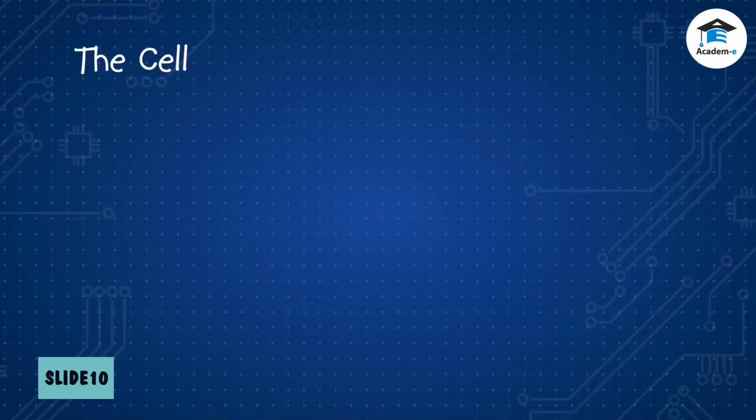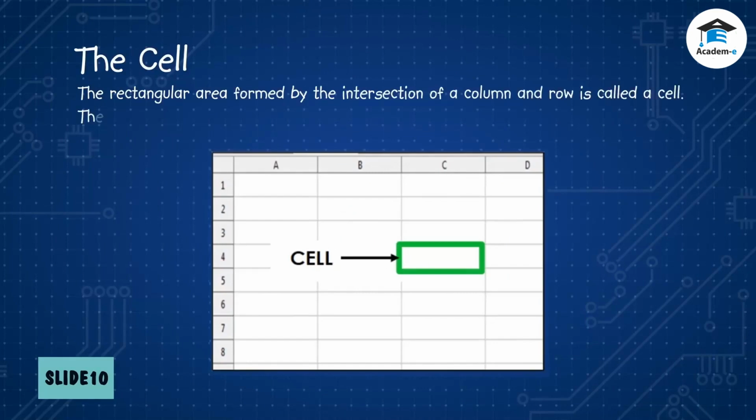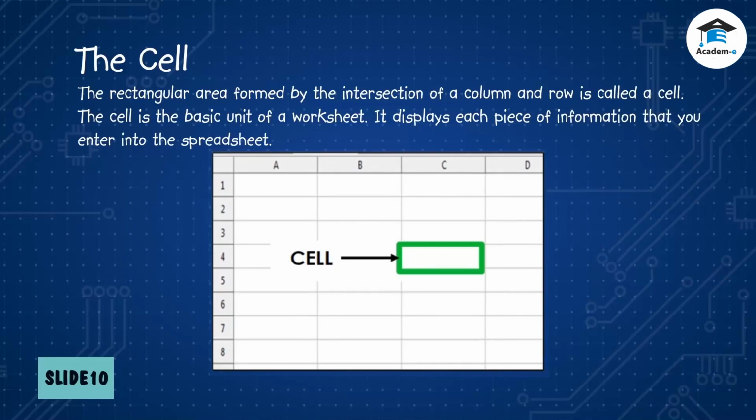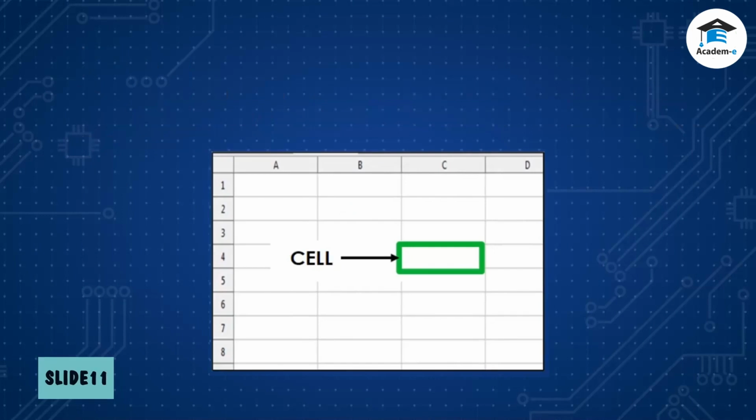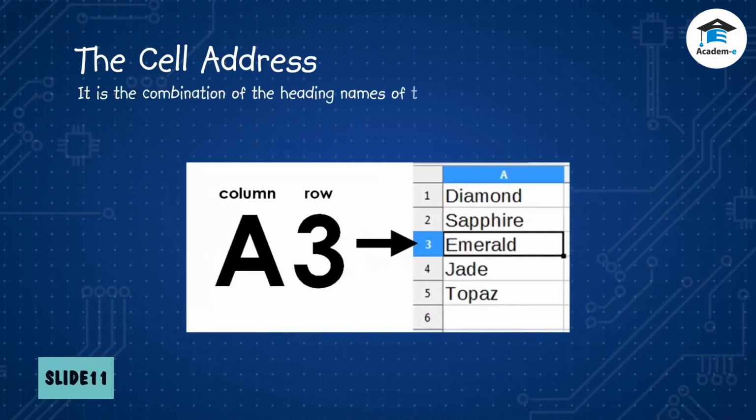The cell. The rectangular area formed by the intersection of a column and row is called a cell. The cell is the basic unit of a worksheet. It displays each piece of information that you enter into the spreadsheet. The cell address. It is the combination of the heading names of the intersecting column and row in a cell.